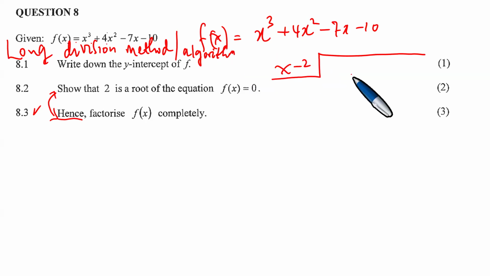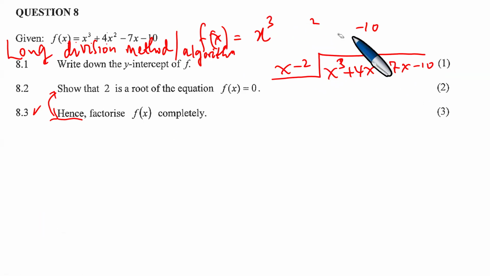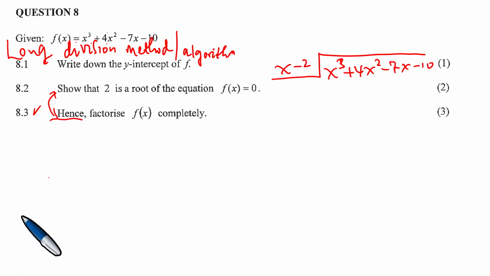X minus 2 into x cubed plus 4x squared minus 7x minus 10. So you have x cubed divided by x. What is x cubed divided by x? X cubed divided by x is exactly x squared, and x by x squared gives us x cubed, minus 2 by x squared is minus 2x squared.